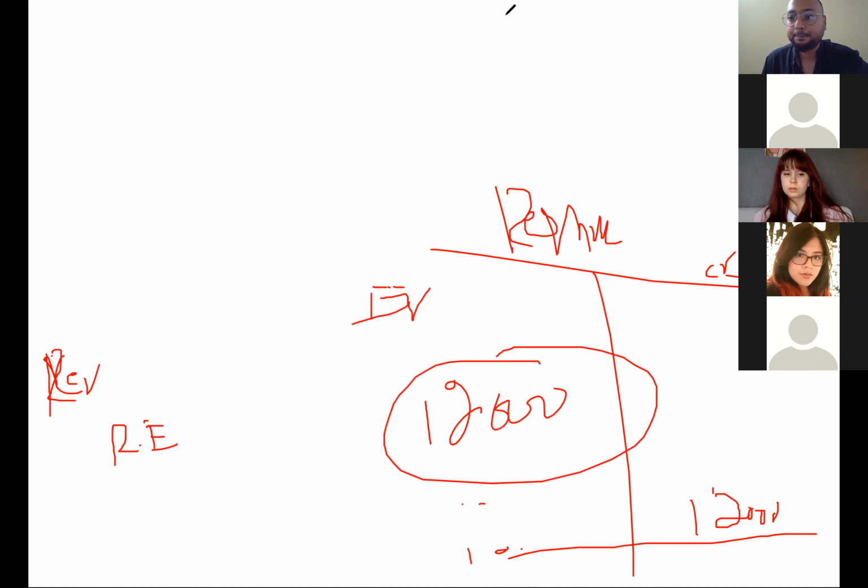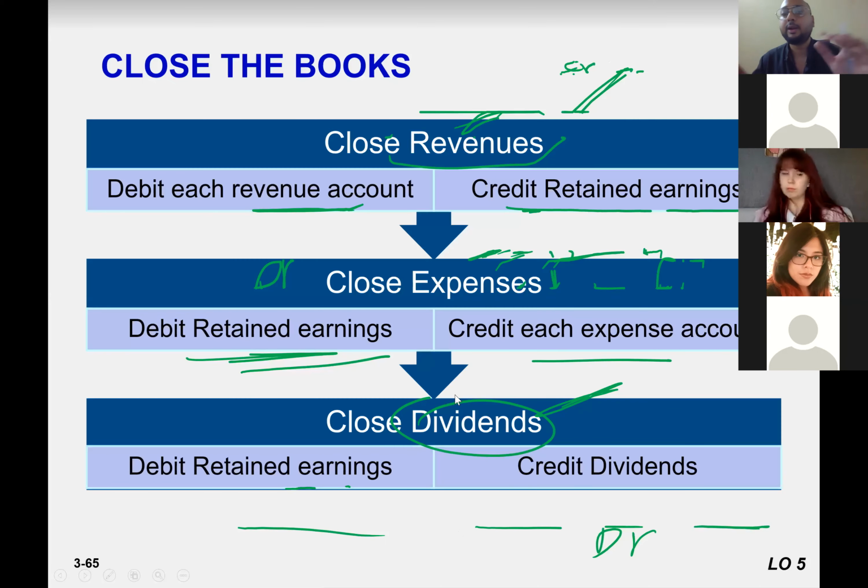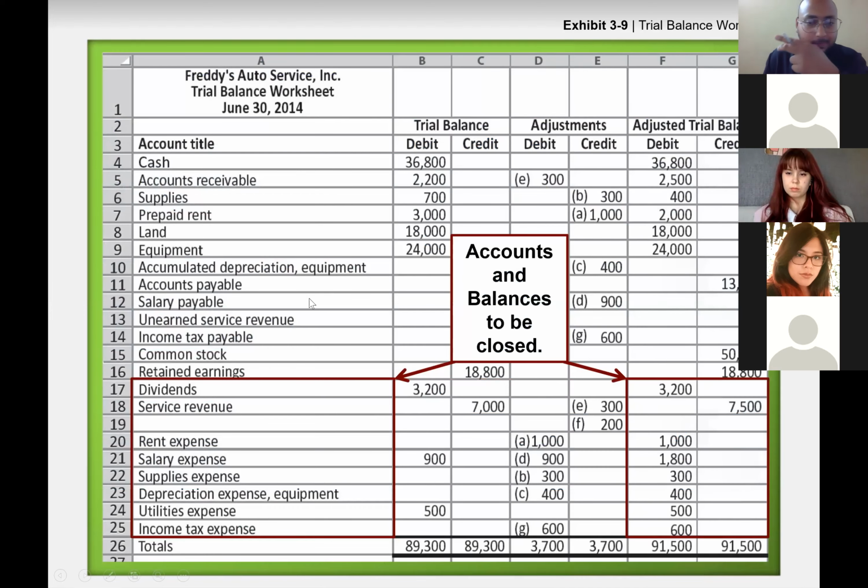Right, Ella? You got the idea now? So rather than just writing down revenue to retained earning, they just mention it row-wise, that's it. So let's do some examples, then you will understand that.